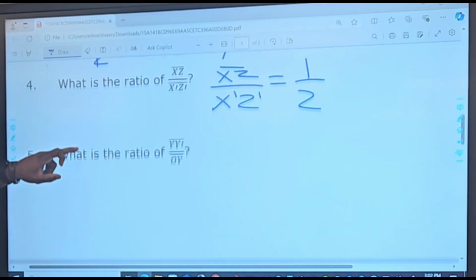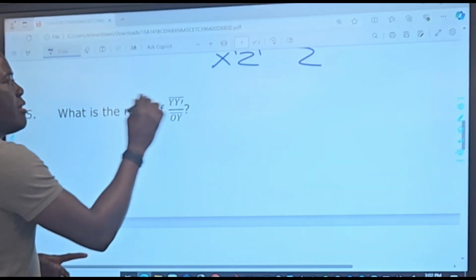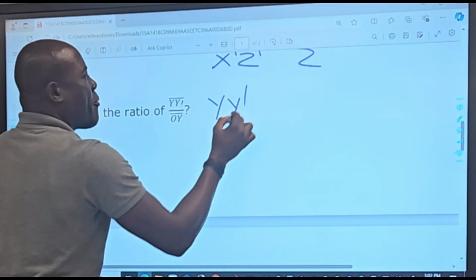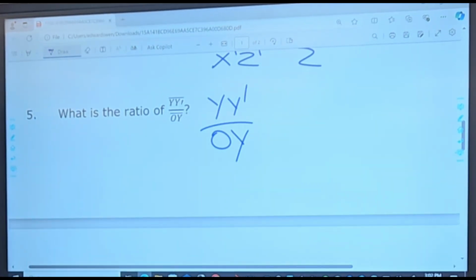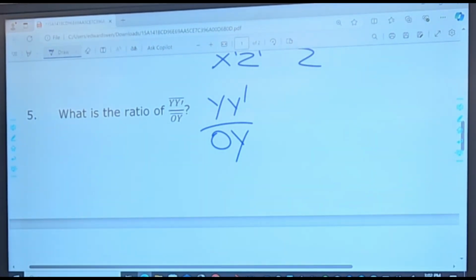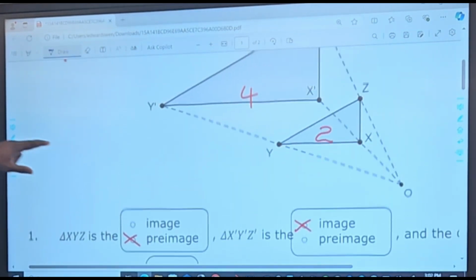Let's continue looking. What is the ratio of this now? So this one is a little bit more technical. They're asking us for y to y prime over O to y. These are not corresponding distances. So let's go to the diagram to have a visual of what it is. Here it is.